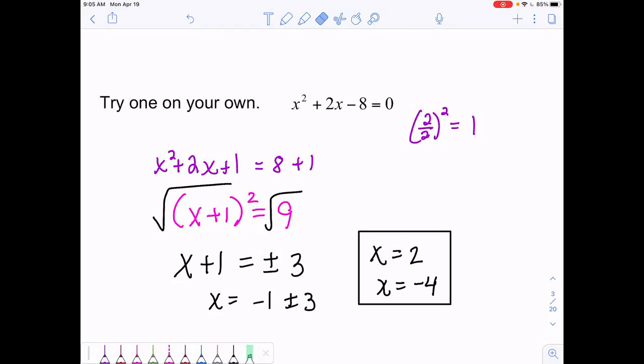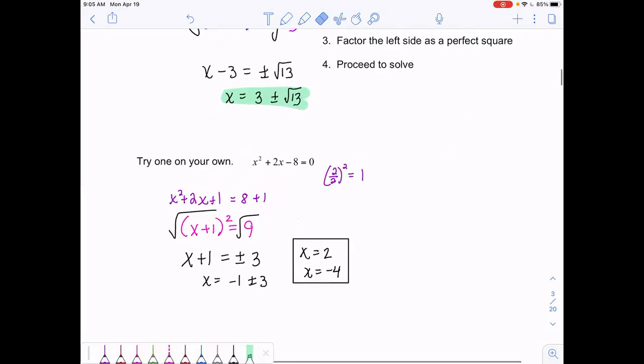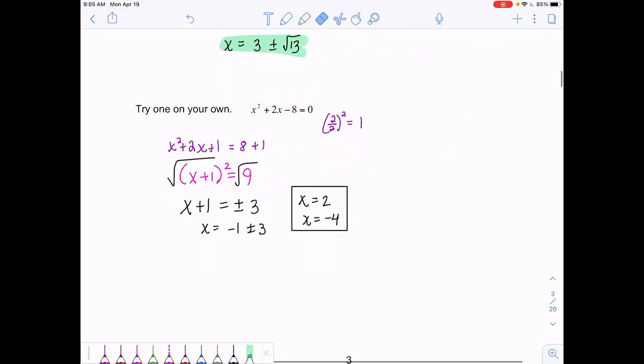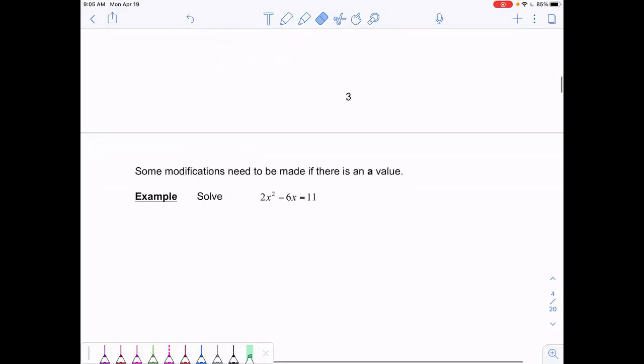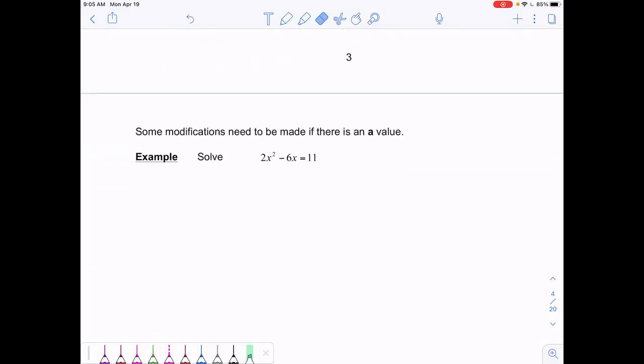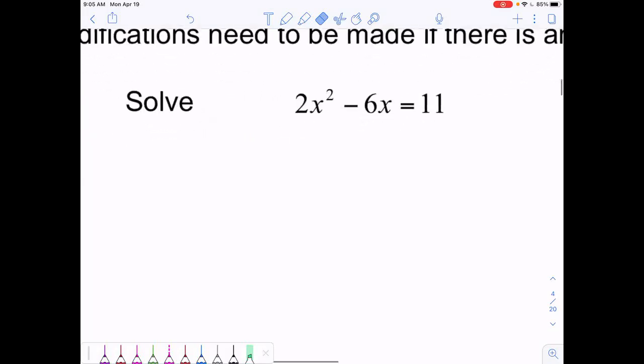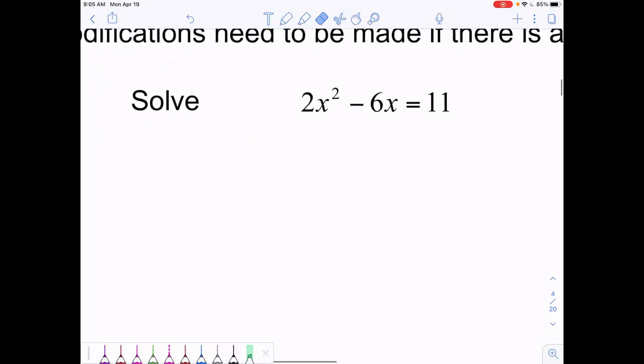All right, so we know that it's not always going to be that straightforward. The next two problems have a coefficient in front of the x squared. When you complete the square, your coefficient must be 1 in front of x squared. So it must be a 1. It cannot be anything else besides the number 1. So in the example on the next slide, we have 2x squared minus 6x equals 11.